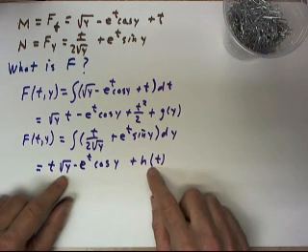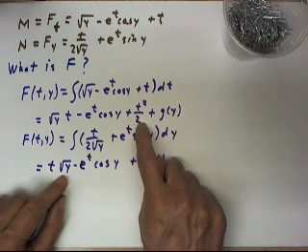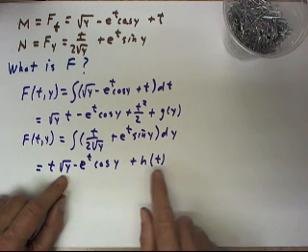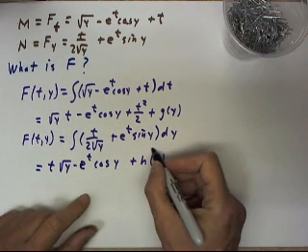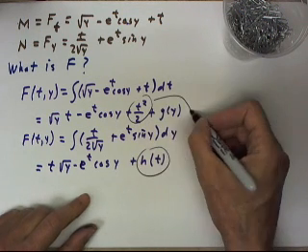Now we have to reconcile these two functions. In this version of the function, we have a t squared over 2 that isn't here in this function, except that it is because we've allowed for any function h of t. So h of t is going to be our t squared over 2.